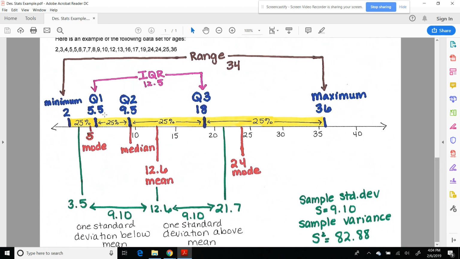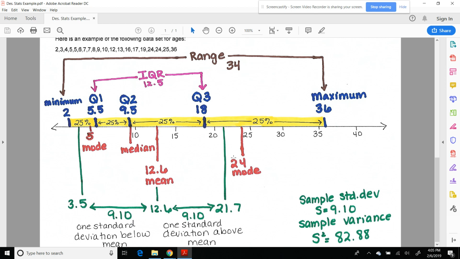The first thing that I did here is I made a number line. Because I know my lowest number is 2 and my greatest number is 36, I made mine go from 0 to 40, as you can see here. The next step is I put these numbers in red. I made sure to mark my measures of center: my mode, which I have as 2, 5 and 24, my median, which is 9.5, and my mean, which is 12.6. So I labeled these on my number line.